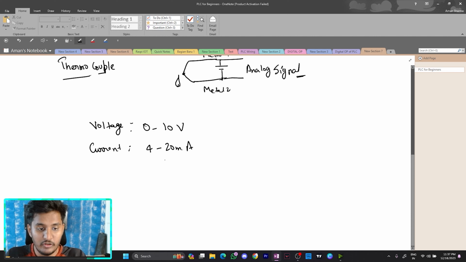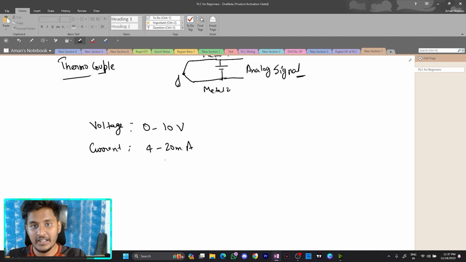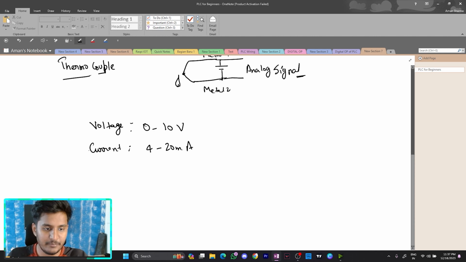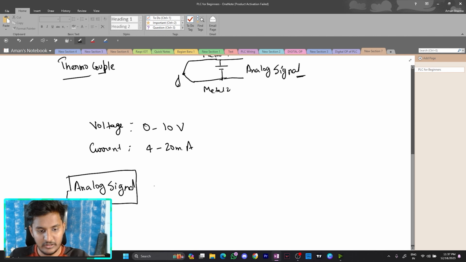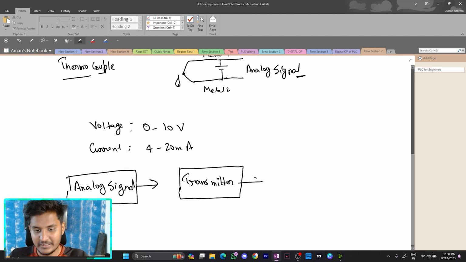Now see, the voltage and current values are physical values, but the PLC can only understand digital values. So these values have to be converted into digital form. The process is very simple. We have the analog signal, which is sent to the transmitter, or you can say transducer, and this transducer feeds the signal to the ADC. ADC is basically the analog to digital converter, and they are inbuilt in the PLC.